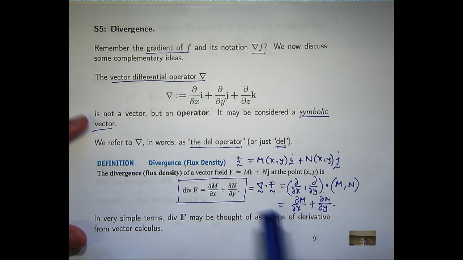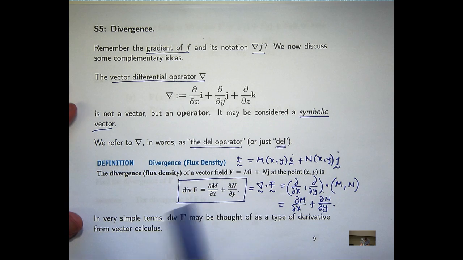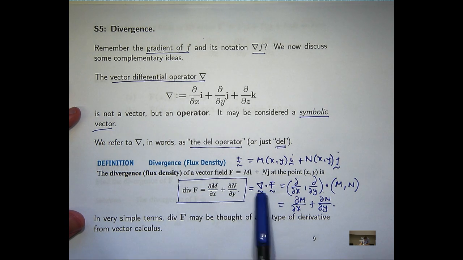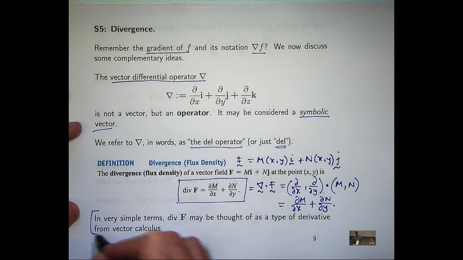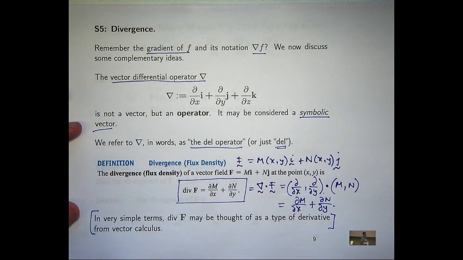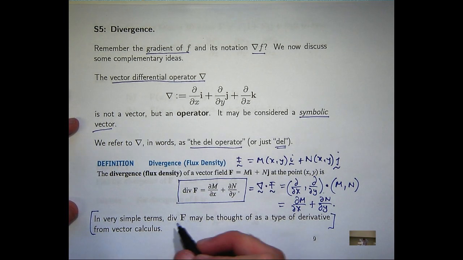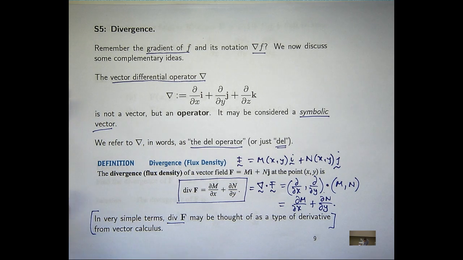Okay, so I can write the divergence of a vector field in two ways using div f, or if I want to use the del operator, it's del dot f. Okay, well, like I said before, loosely speaking, the divergence of a vector field may be thought of as a type of derivative from vector calculus.